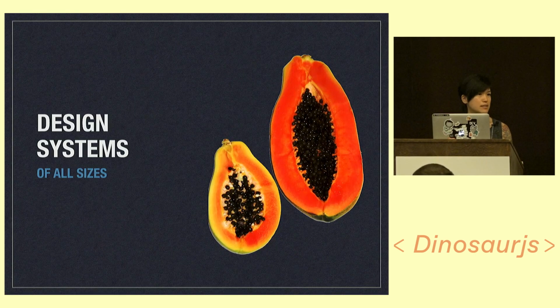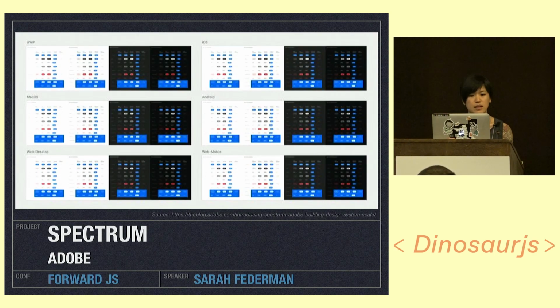So let's take a look at some design systems that exist today. The first off is Spectrum, and Spectrum is created by Adobe. I first heard about it via a speaker, Sarah Fetterman. She works on Spectrum, and that was at a conference called Forward.js. So if you take a look here, there's a screenshot of every iteration of button from Spectrum. It's a lot of buttons. And so that's on light backgrounds, dark backgrounds, used across different devices, and they're all completely different.